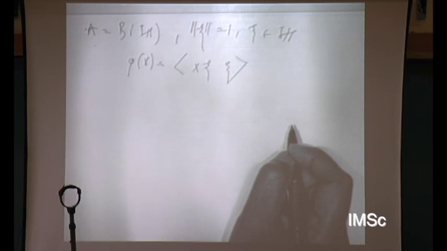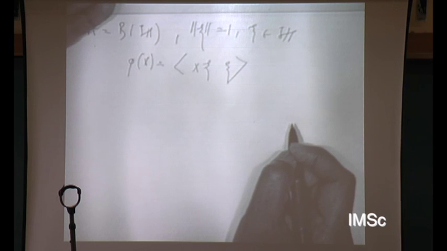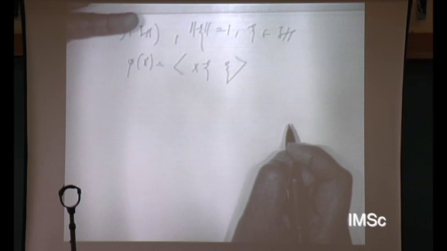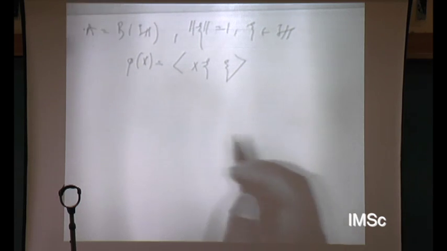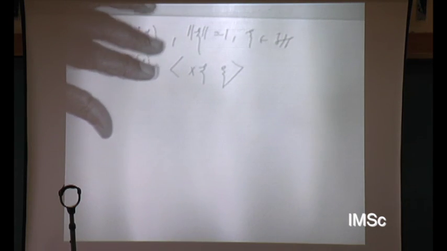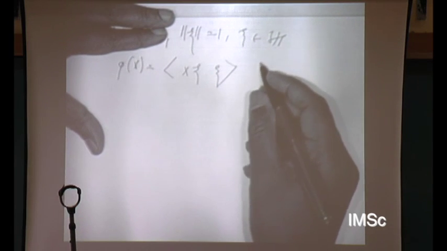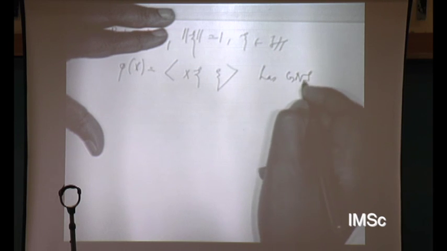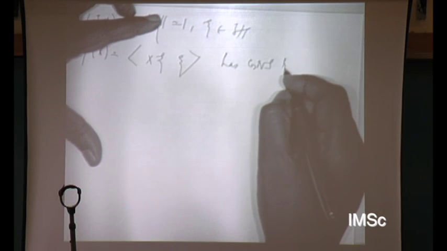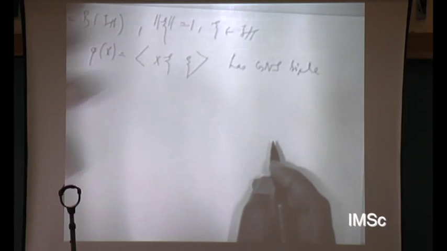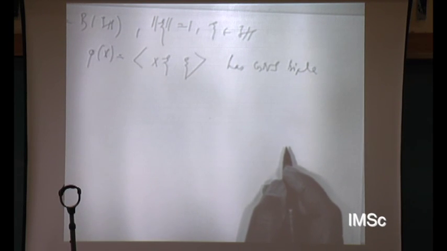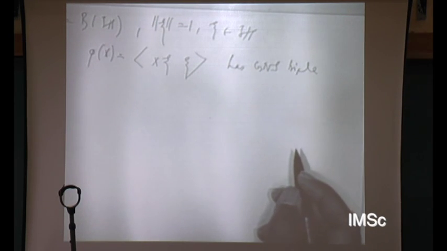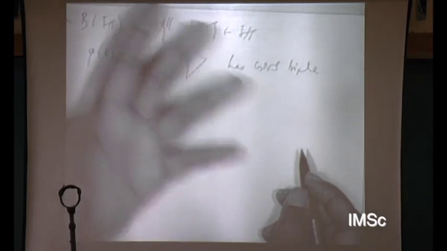The GNS triple is unique. So there will be a Hilbert space, a representation and a cyclic vector which returns this functional. And notice that the GNS triple is unique, so you don't have to go through the construction to find out what the thing is. If you have any triple which works, then that is the thing.